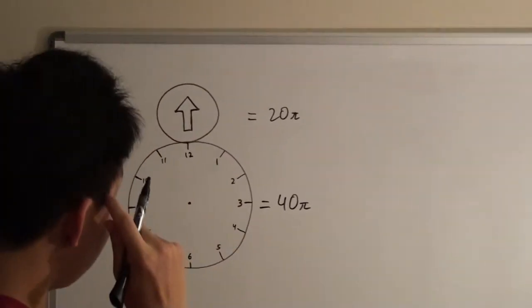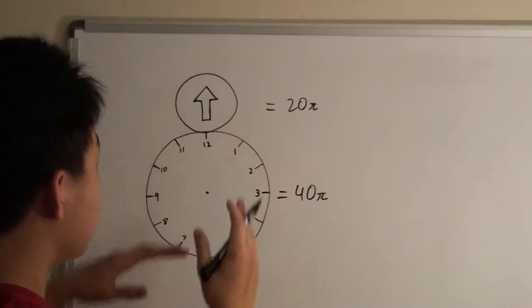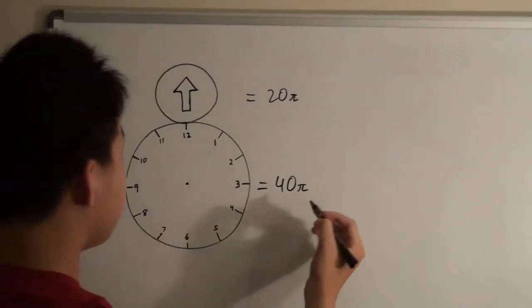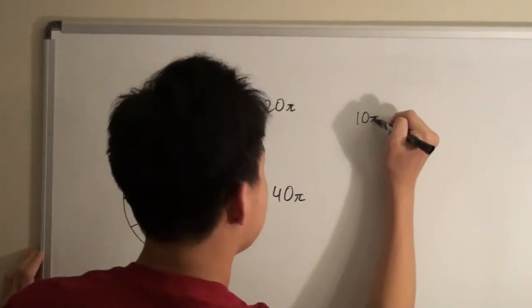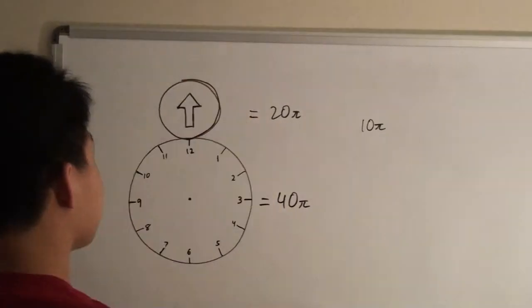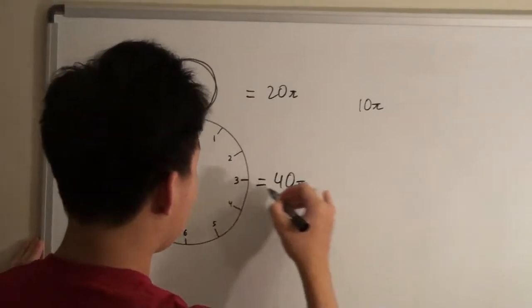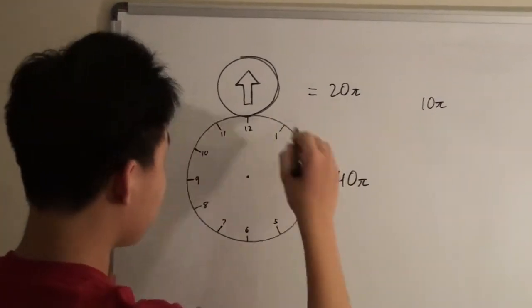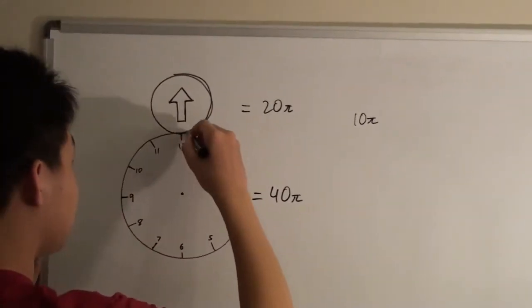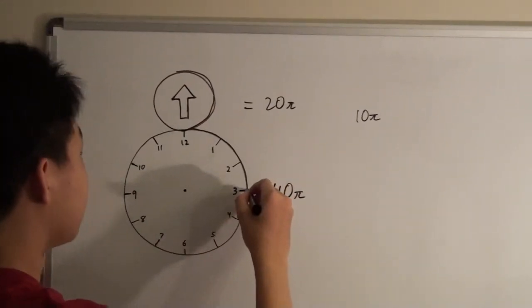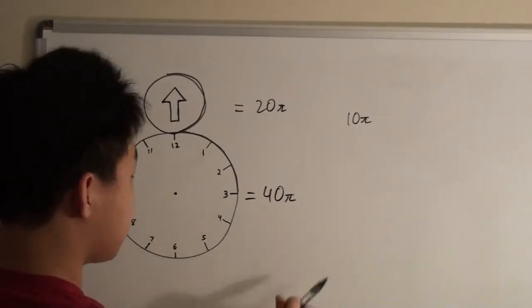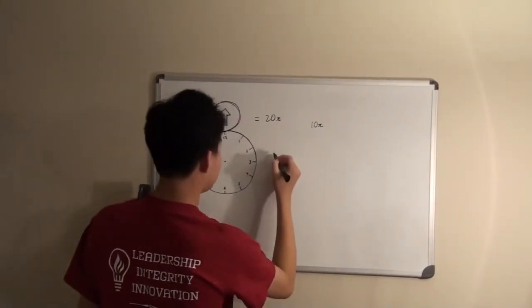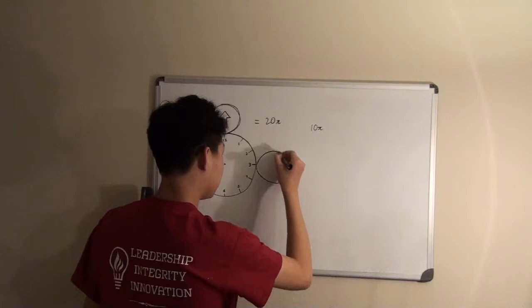Now, if you do half of the circle rotation for the arrow circle, then it would be 10 pi if you travel this much around the circle. And that would also equal a quarter on the clock. And a quarter on a clock is from 12 up to 3. That's a perfect quarter. And so we can redraw this diagram to have it looking like this.